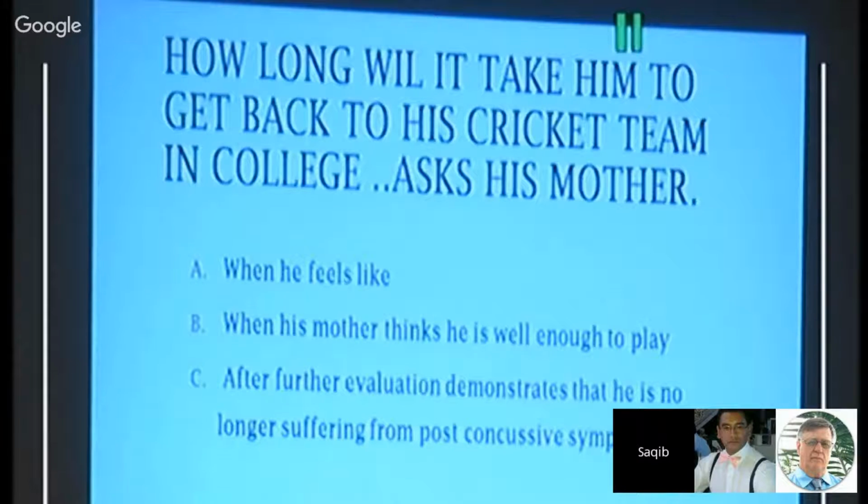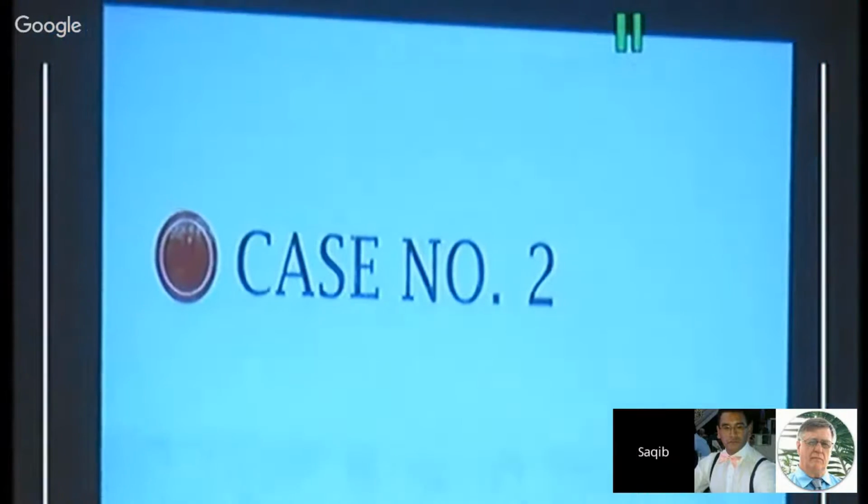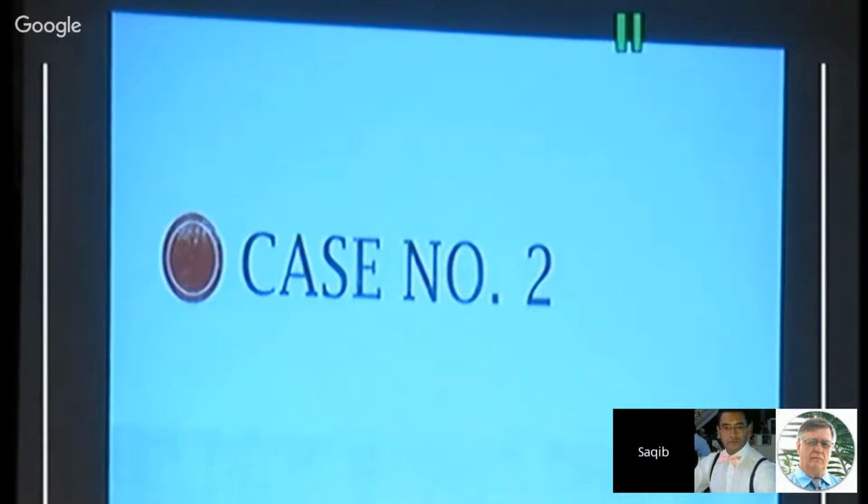Now, how long will it take him to get back to his cricket team in college? Asks his mother. When he feels like it, when his mother thinks he's well enough to play, or after further evaluation demonstrates that he is no longer suffering from post-concussive syndrome. C, I think. C is the answer. So the nutshell is, in a mild head injury, if you have a retrograde amnesia, or you have a fall of more than 4 meters, you should go for a CT scan. And you can discharge the patient with head injury instructions.